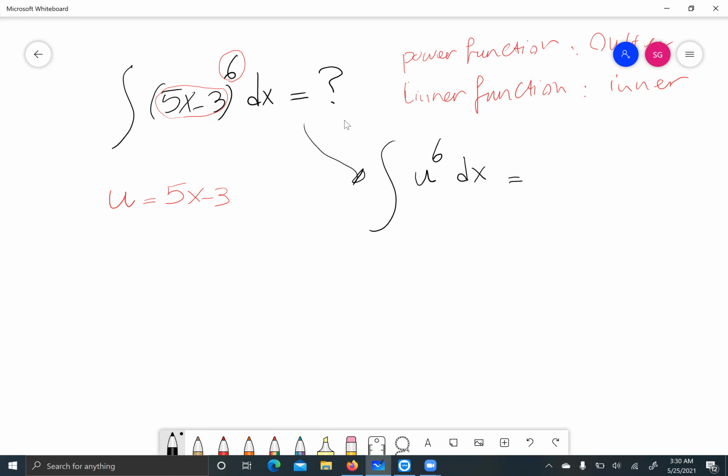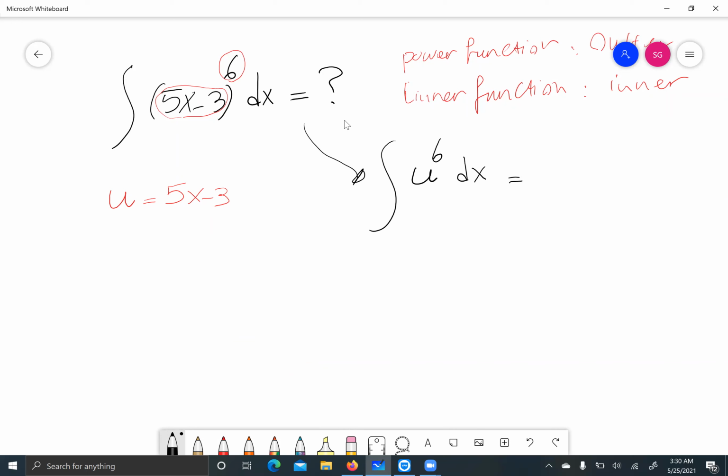Okay, what do we have now? Now we have an integral in terms of U, but the integral should be taken with respect to the variable x. But my point is that U to the 6 is very nice, because U to the 6 is a power function, right? I know that the antiderivative is going to be U to the 7 over 7.